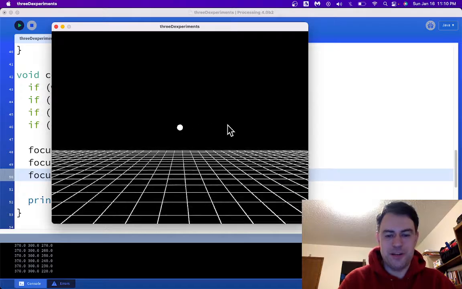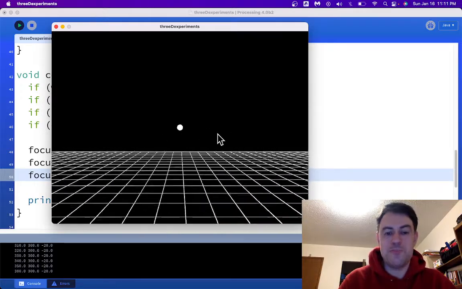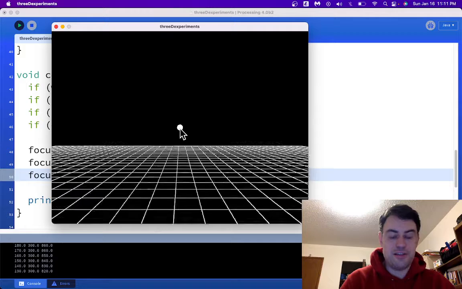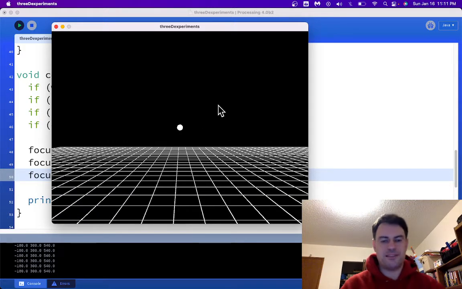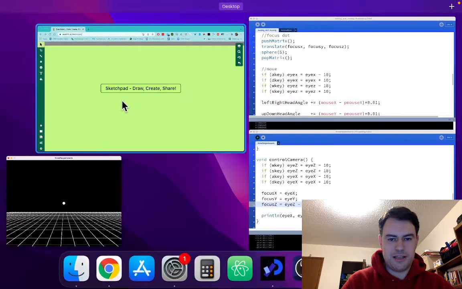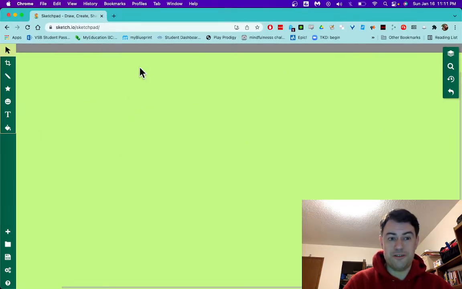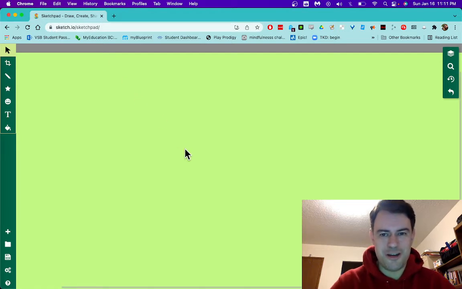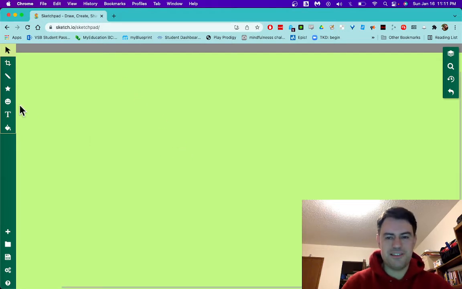So this is the boring version where I can just move around. It's pivotal that we have that dot there. That's going to really make this work. So let's take a look and see what's happening here. Look at this old drawing app. It's called Sketch.io, and I think it's going to help us to illustrate this.